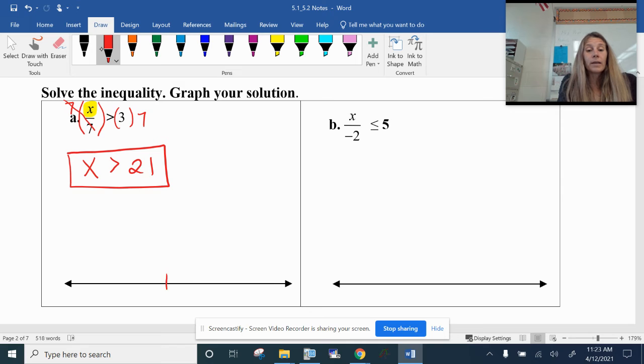The graphing is the same. Put that cutoff number on your graph. This time will be an open circle. X is greater than 21, so we are going to the right.